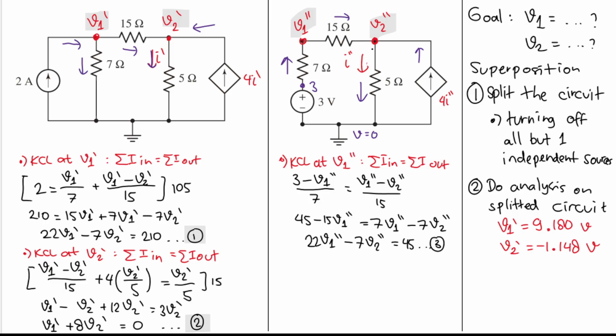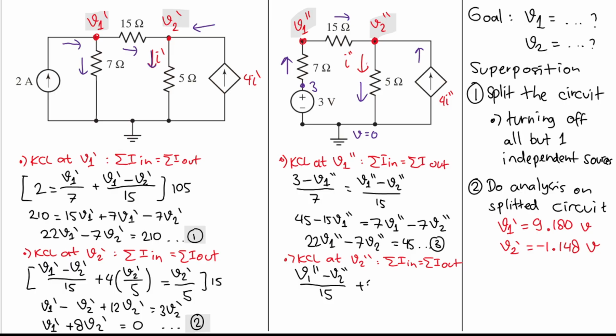And now we need to do the last KCL at node V2 double prime. Let's do exactly that. So we will have KCL at V2 double prime. The current that goes in is equal to the current that goes out, right? So we will have this one here, V1 double prime minus V2 double prime, and then divided by 15. And then plus, here I will have 4i double prime.